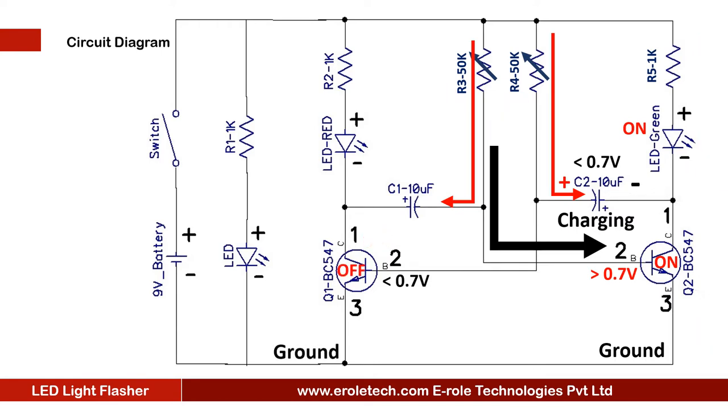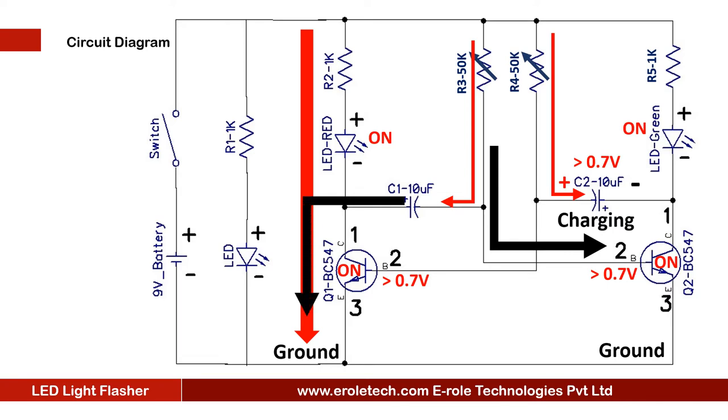After some time, when the voltage at C2 goes above 0.7 volt, then transistor Q1 will turn on. When Q1 will turn on, it will connect the negative terminal of red LED with the ground, so red LED will turn on. At the same time, one end of capacitor C1 will connect with the ground. Another end is already connected to the positive supply, so capacitor C1 will start charging.